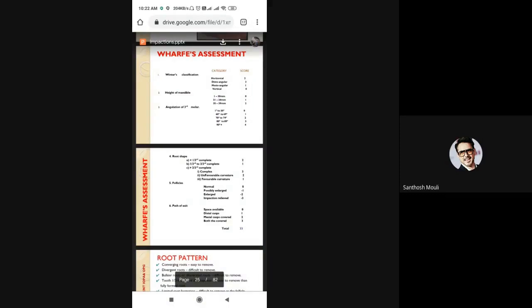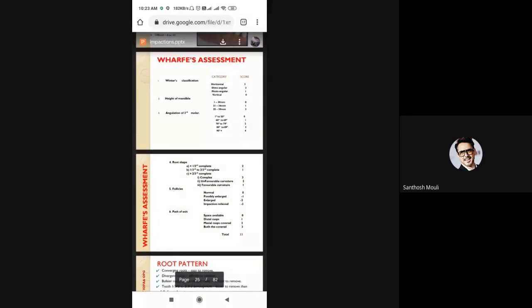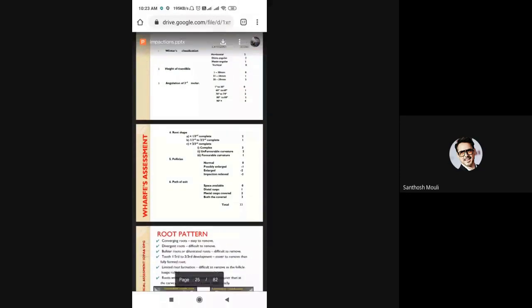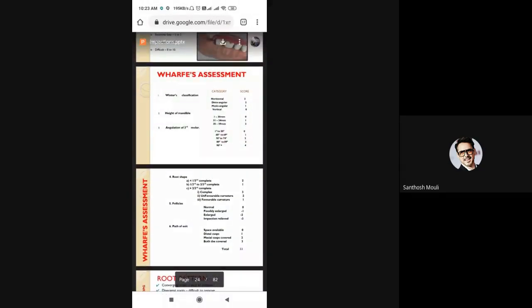So now, before doing any impaction, the WARF assessment is very important. While you're doing PG, all the PGs, before taking up the case, first they need to draw the war lines, confirm with the staff, and do the WARF assessment. In WARF, every letter stands for something. The first letter W stands for Winter's classification, H stands for height of the mandible, and A stands for angulation of the third molar.